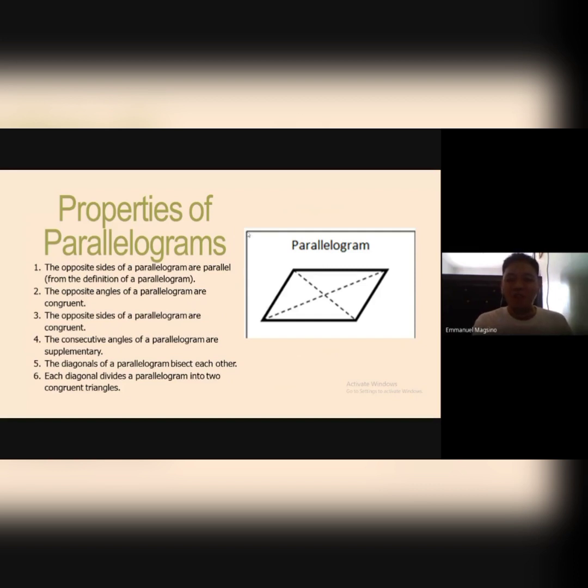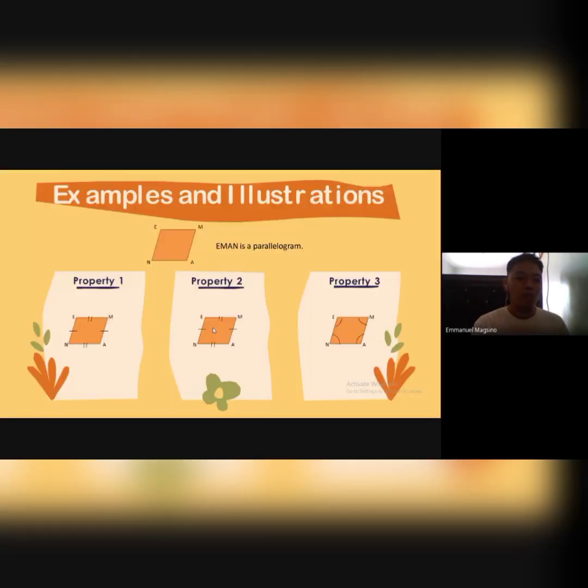Okay? So pansin nyo po, yung parallelogram natin, meron siyang parallel line. So ito, tsaka yun. So they are parallel. And this one, and that line. So kaya tinawag siyang parallelogram. So, didiscuss natin yung mga properties of parallelogram one by one. So, unahin natin po yung property number 1.